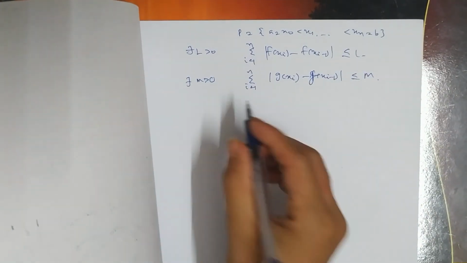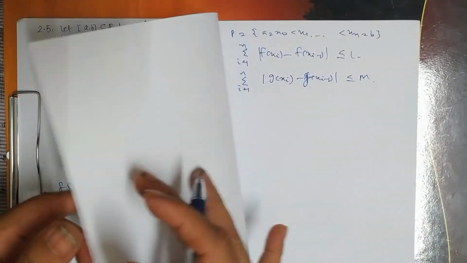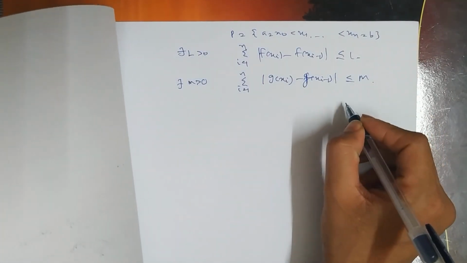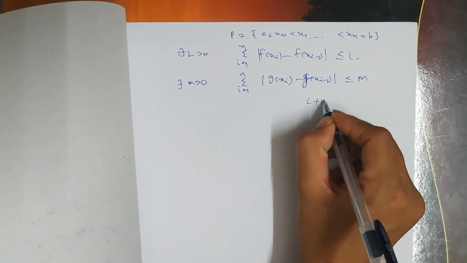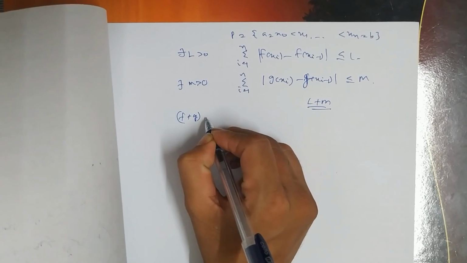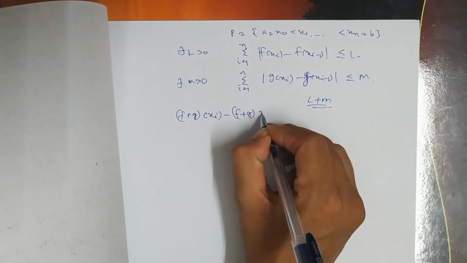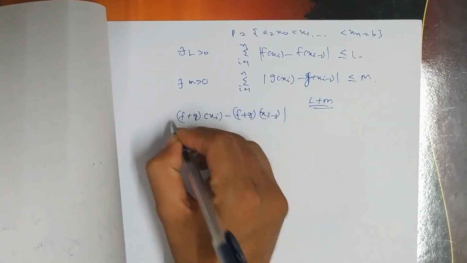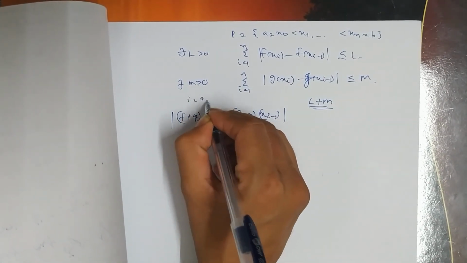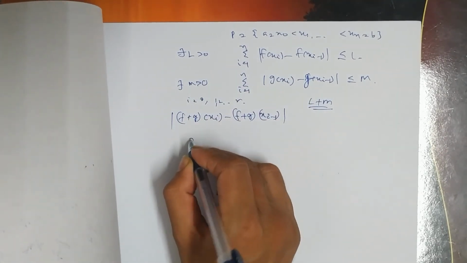So now we want to see whether f plus g is of bounded variation or not. Of course, the obvious choice is L plus M. So what we consider is this, for i equal to say 0, 1, 2, 3 up to n.